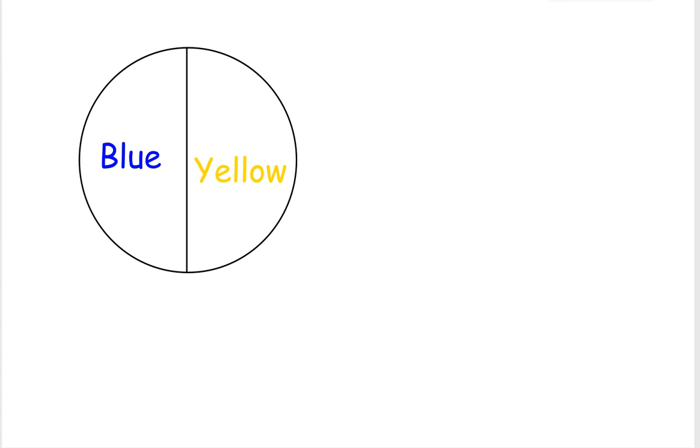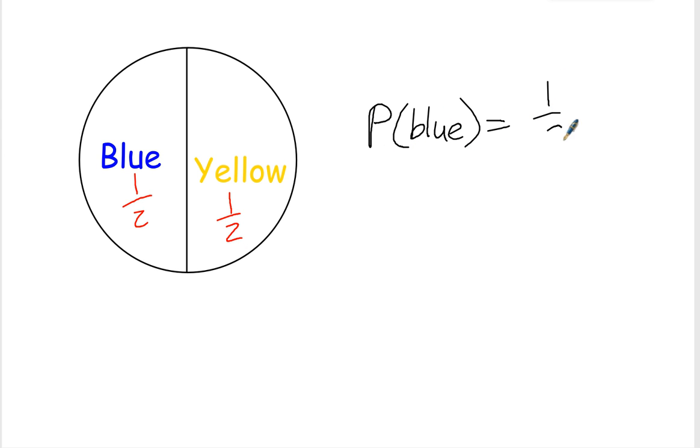Okay, let's pretend this circle is a spinner. Okay, so how much of the circle is blue? Well, 1/2 of the circle is blue. And then 1/2 of the circle is yellow. The probability that the spinner will stop on blue is 1/2. So we would say the probability of blue, so P for probability, of blue equals 1/2. So the capital P means probability, and then we put what we're looking for, so in this case blue, in parentheses. So what's the probability it will stop on yellow?